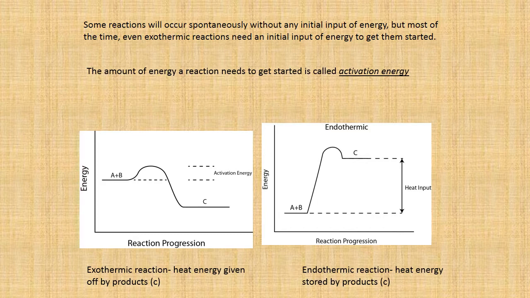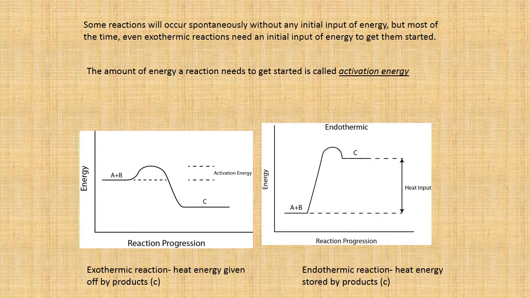Notice that in both reactions, there's a bump in the middle, somewhere between where the reacting compounds are called reactants and where they become products. The top of the bump is the activation energy. The reactants had to gain that much energy before the reaction could start and they could turn into the products.